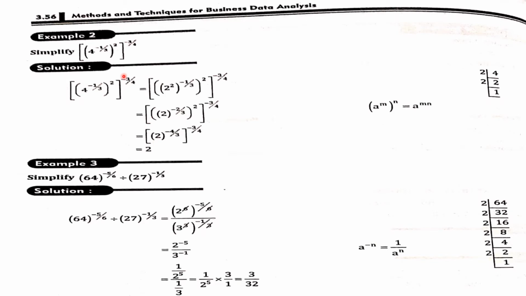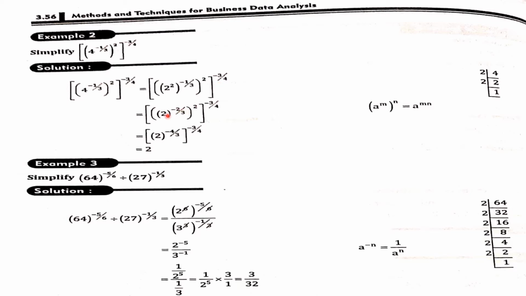Next problem. 4 to the power minus 1 by 3, whole power 2, to the whole power minus 3 by 4. So here you have brackets. You have to remove one bracket separately and then solve the problem. First this 4 can be written in the form 2 square. So we have written 2 square to the power minus 1 by 3 to the power of square, and to the whole power of minus 3 by 4.